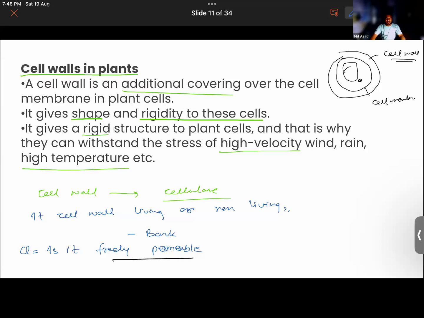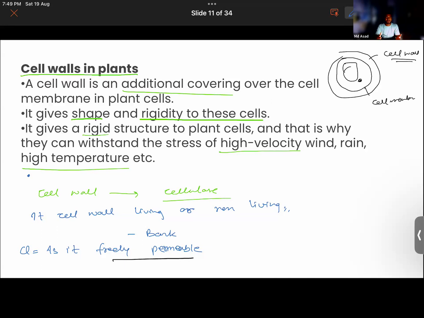Talking chemically, what is the cell wall made up of? Let's get quickly done with the revision, then we have to start new things also in today's class. Is it made up of starch or cellulose? Which of the two? The cellulose. Cellulose, very good.